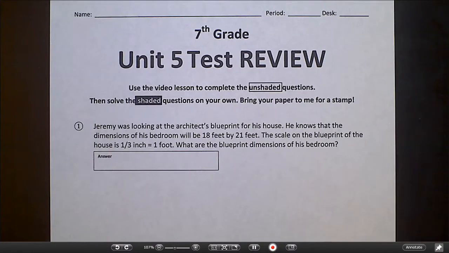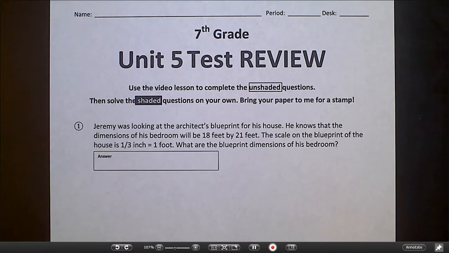This video will help you review for the 7th grade Unit 5 test. You'll notice that there are two of each question. There's an unshaded number 1 and a shaded number 1. So you're going to use the video lesson to complete the unshaded questions with me. I'm going to walk you through it step by step, and on these, your paper should look just like mine.